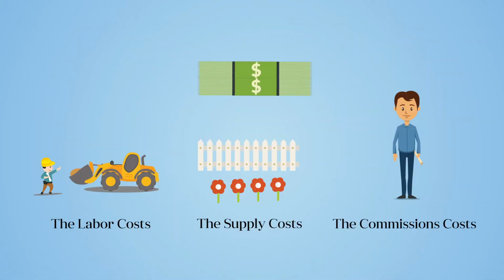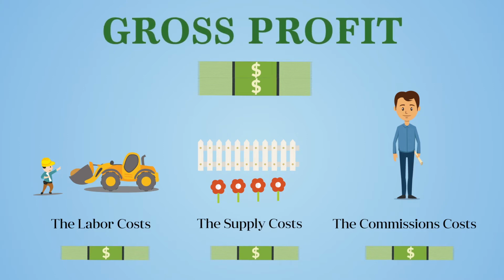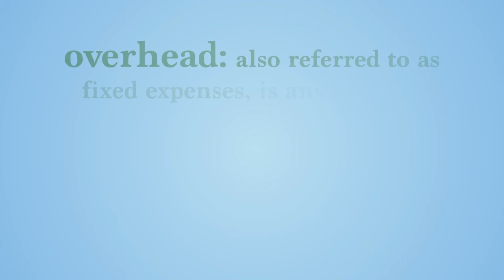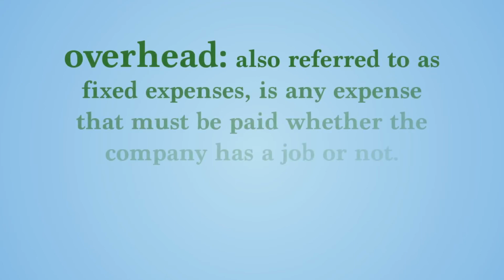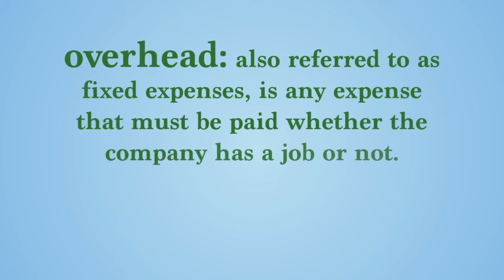Now, the money left over after we paid for the cost of goods sold is called gross profit. If we could keep all the gross profit, that would be great, but before we can do that, we need to pay all of our overhead expenses. Overhead, which is also called fixed expenses, is any expense that must be paid whether the company has a job or not. Imagine that we have an overhead bin that looks like this.